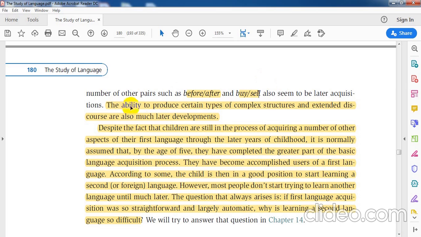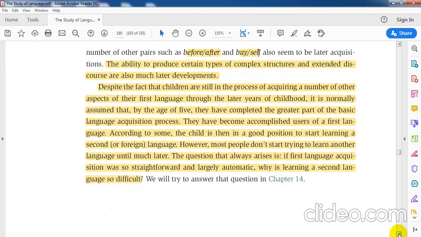Again, the ability to produce certain types of complex structures and extended discourse are also much later developments, which is not in the beginning of the context or the semantic development, but in a later stage of this type of development.